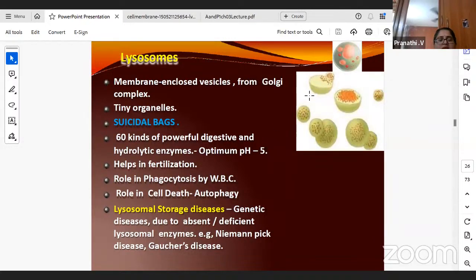So what does it do? It kills the cell from within. Also phagocytosis: if any bacterial cell, smaller than your normal cell, has to be engulfed, it is done by the lysosome. And apoptosis or autophagy also happens with the help of lysosomes. Again, you have different kinds of diseases. If there is any abnormality in the lysosomes, or in the storage of the lysosomal enzymes, or there is any deficiency or absence, you have diseases such as Niemann-Pick and Gaucher's disease.